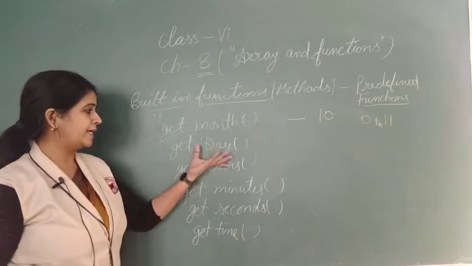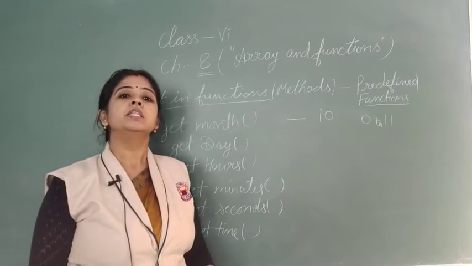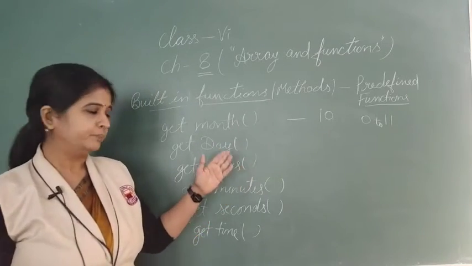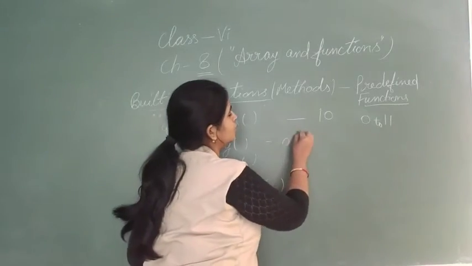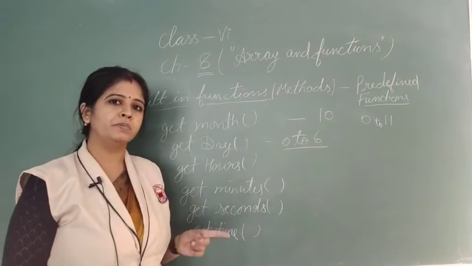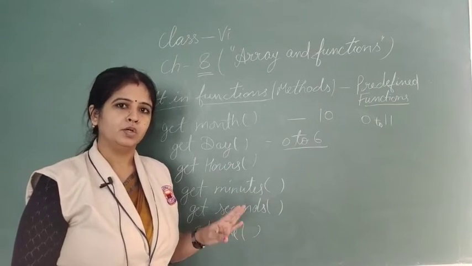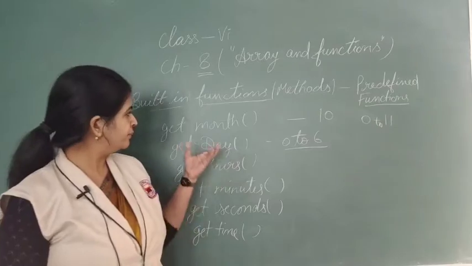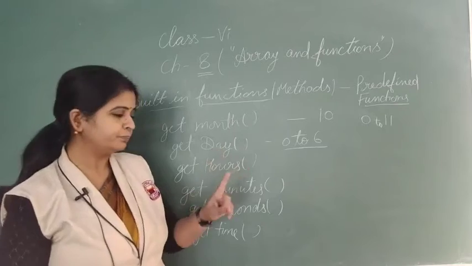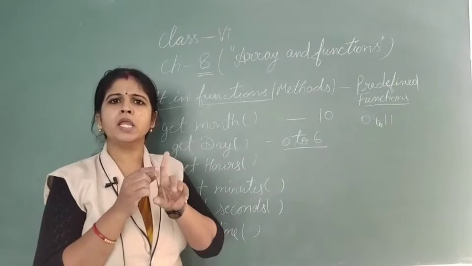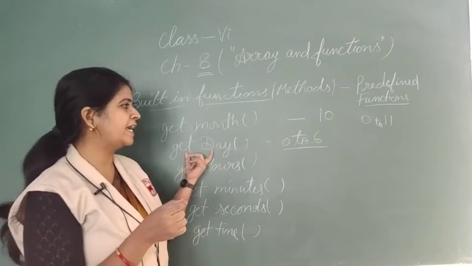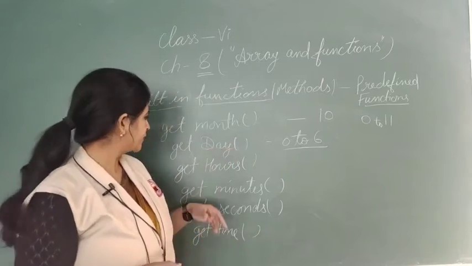Clear? Now getDay. The getDay function returns the day of the week. Similarly, in a week 7 days are there, so getDay will return 0 to 6. On 0 Sunday is there, on 1 Monday, then Tuesday, and so on. If I am doing the practical on Wednesday, what will be the answer of this function? 0 Sunday, 1 Monday, 2 Tuesday, 3 Wednesday. So on Wednesday it's 3.